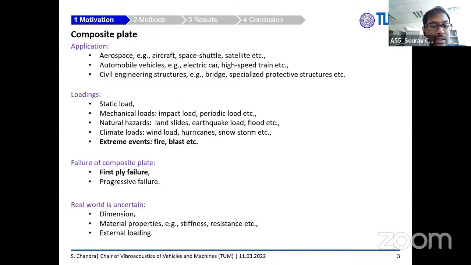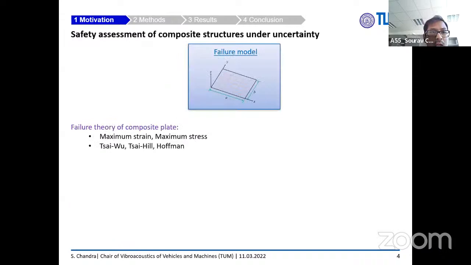And moreover, in the real world scenario, the various parameters are not very deterministic, they're uncertain, like dimension, material properties, and the loading, these all are uncertain. So considering this fact, when we go to assess the failure of a particular plate, we have used the maximum strain criteria, maximum stress criteria, or Tsai-Wu or Tsai-Hill criteria.